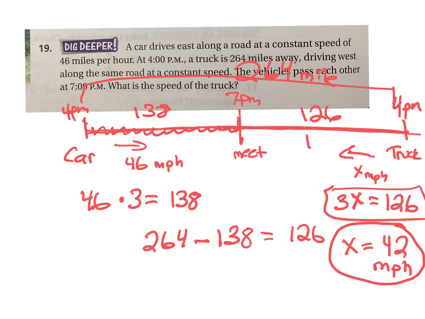So with the truck going 42 miles per hour, and the car going 46 miles per hour, they're 264 miles apart, and in 3 hours each, they will meet at 7 o'clock, right there. Okay, so that is your answer. What is the speed of the truck? It's 42 miles an hour.